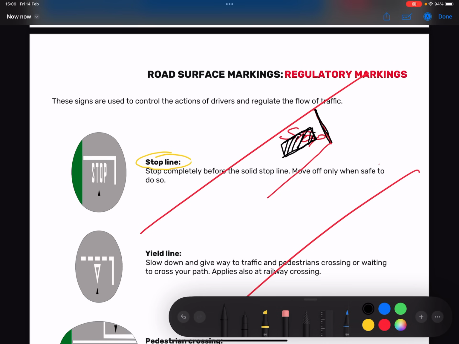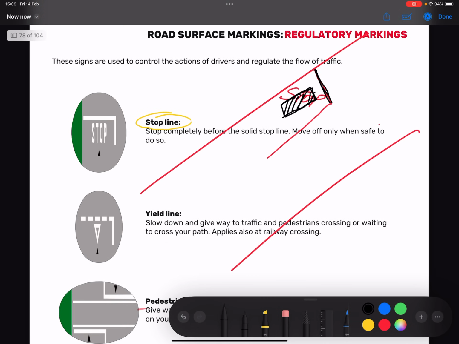A lot of people are confused. They don't know the difference between the stop sign and the yield sign, but the difference is very easy. The stop sign has a hexagon or octagon shape, written stop. The stop sign is written stop. You must come to a standstill before the stop line.